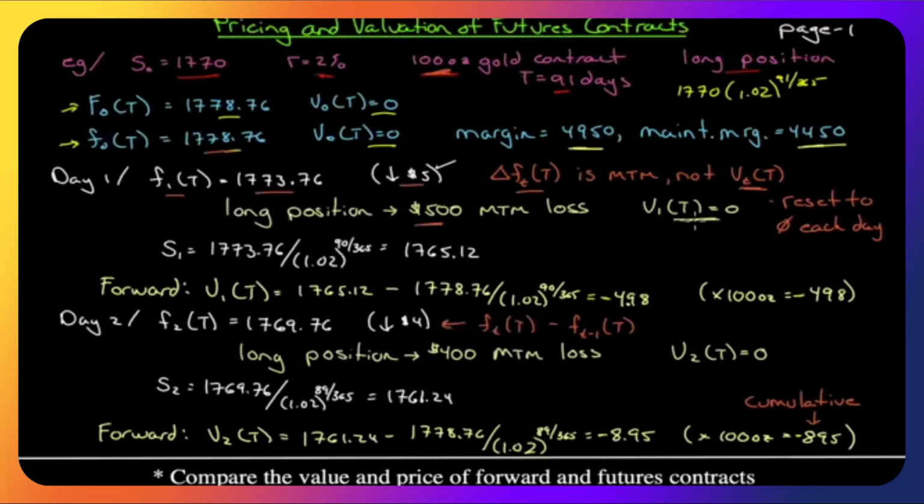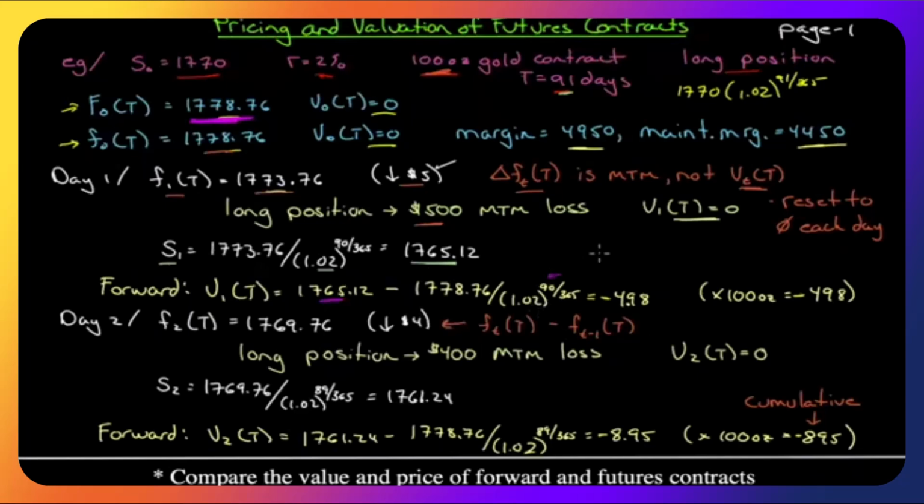Well, that's not true for the forward contract. The forward contract is not marked to market, so it has a carrying value from day to day. The futures contract doesn't. If the futures price fell $5, what was the change in the spot price? Our futures price is $1773.76, so we'll just discount it at 2%. Notice one day has passed, so we're not using 91, we're just going to use 90. That would correspond to a spot price of $1765.12. So the value of the forward contract on day one is the spot price minus the present value of the forward price. It always stays as a constant forward price.